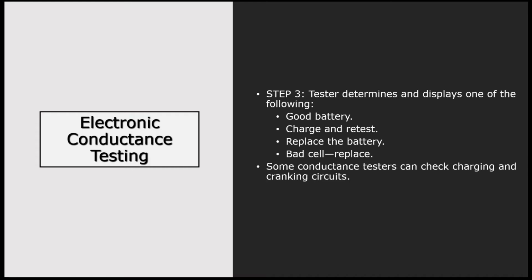Step 3, the conductance tester determines and displays one of the following: good battery, charge and retest, replace the battery, or bad cell, replace. Some conductance testers can also check the charging and cranking circuits.